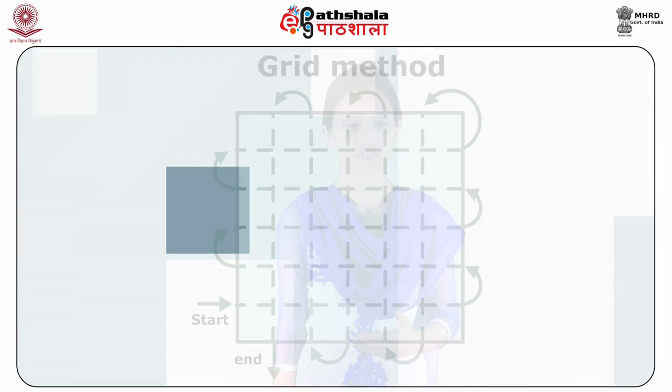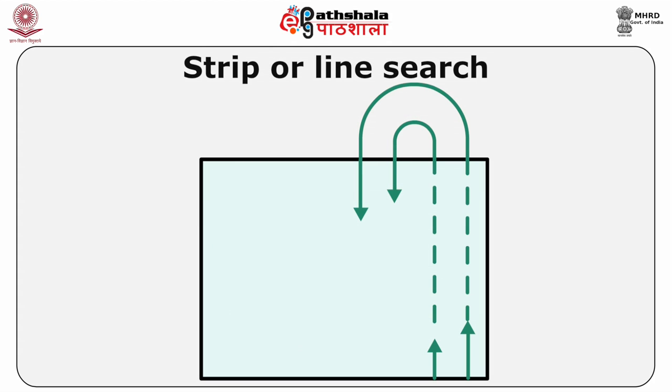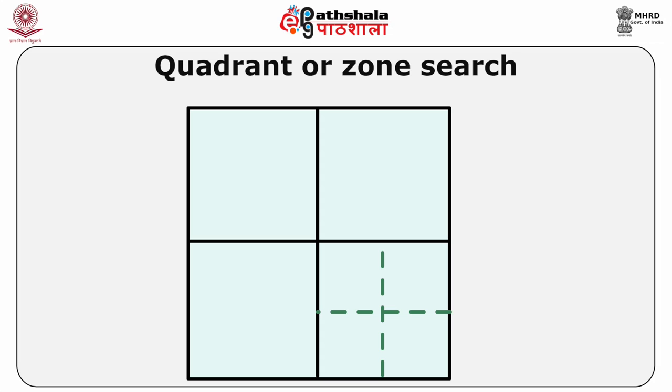Now let us understand all these methods in detail. First, grid method. It is basically a double line search method. It is a very operational method but sometimes very time consuming. Line or strip method. This method is best in large and outdoor crime scenes. Next is quadrant or zone method. This method is most effective in houses or buildings. Groups are allocated in small zones for the examining and collection of the evidences.